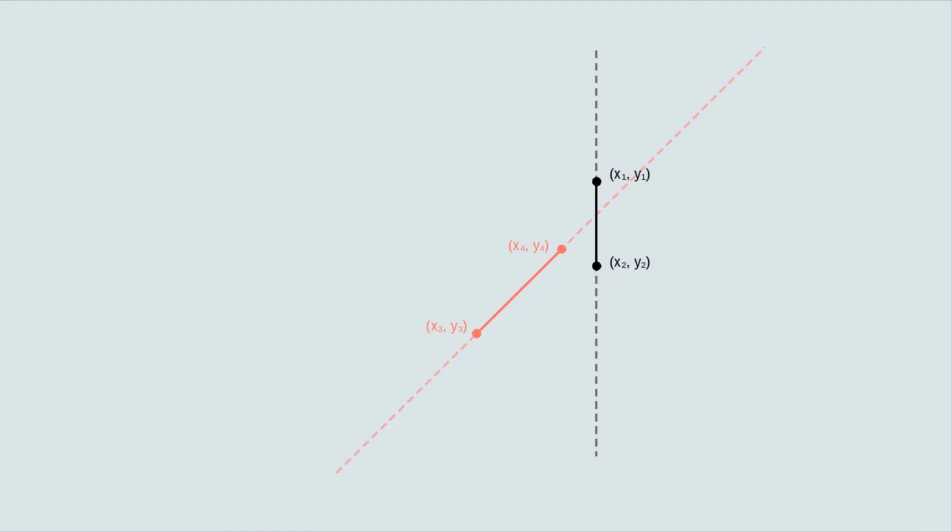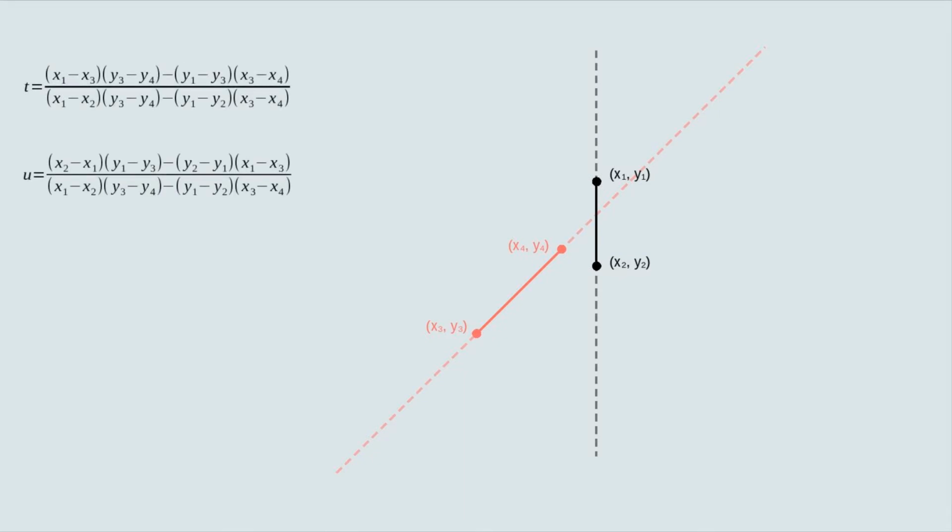First thing, we need to calculate two constants called t and u that are represented by these formulas. If we only need to check whether the lines are intersecting or not, t and u should be between 0 and 1 inclusive. In our case, we want the intersection to be on the black line segment. So we need to check if the value of t is between 0 and 1 and u is positive.